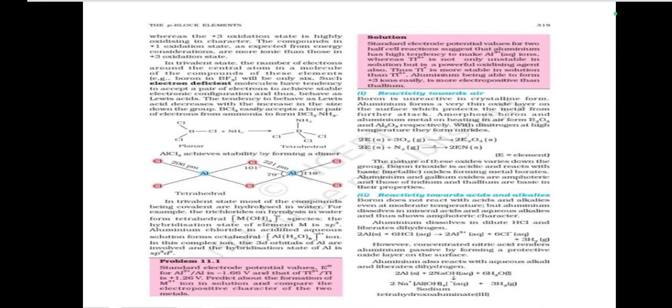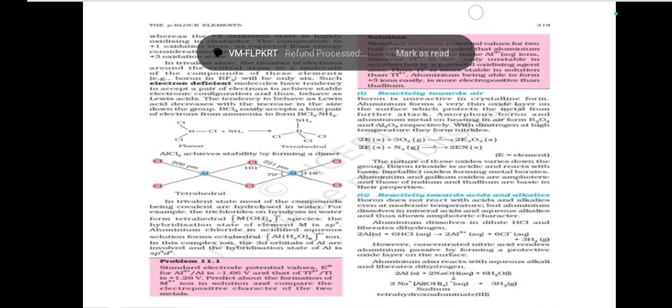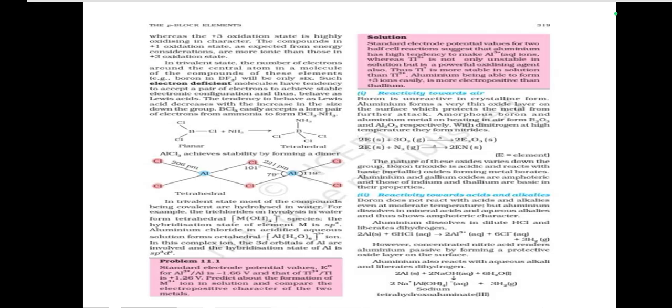Problem 11.1. Standard electrode potential values E° for aluminum, M3+/M, is minus 1.66 volt, and that of thallium, M3+/M, is plus 1.26 volt. Predict about the formation of M3+ ion in solution and compare the electropositive character of the two metals.